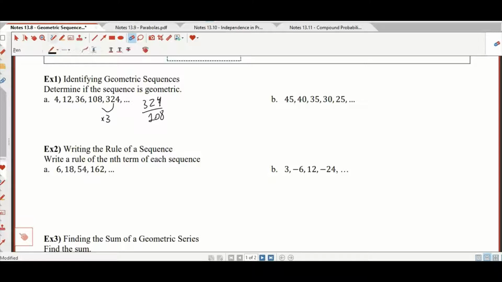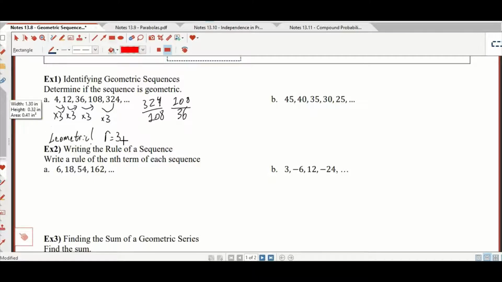Now, does that continue to work? Is 108 divided by 36 also 3? It is. Is 36 divided by 12 3? It is. Is 12 divided by 4 3? Yes, it is. So this is geometric, and the r equals 3. The common ratio is 3.